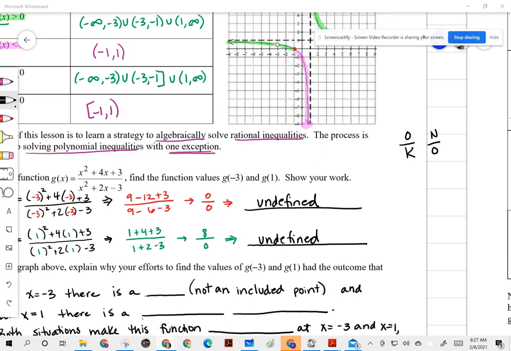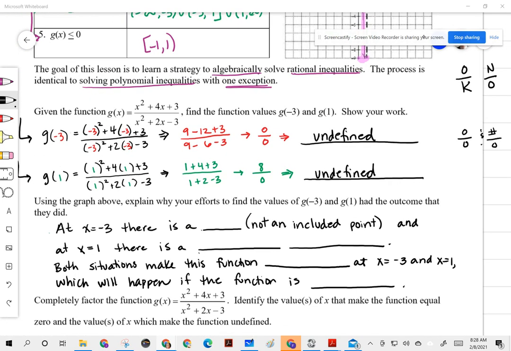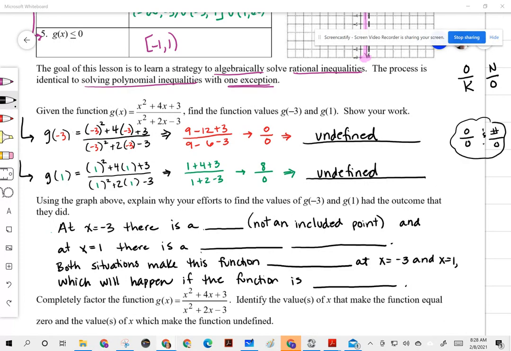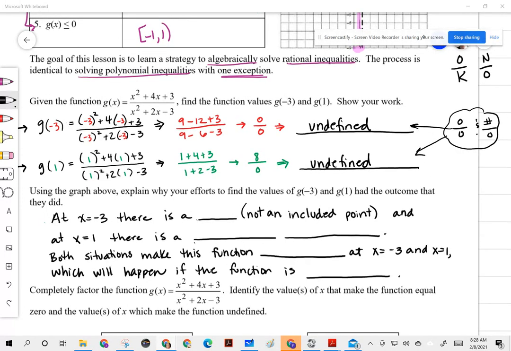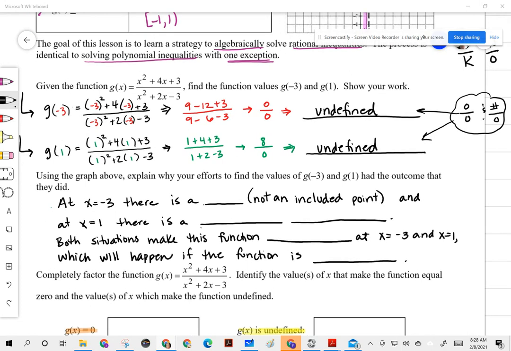So there are two types. You can get 0 over 0, and you can get a number divided by 0. We will talk about that a little more in depth later, but those are the two conditions in which you can get undefined. It says, using the graph above, explain why your efforts to find the values g of -3 and g of 1 had the outcome that they did.